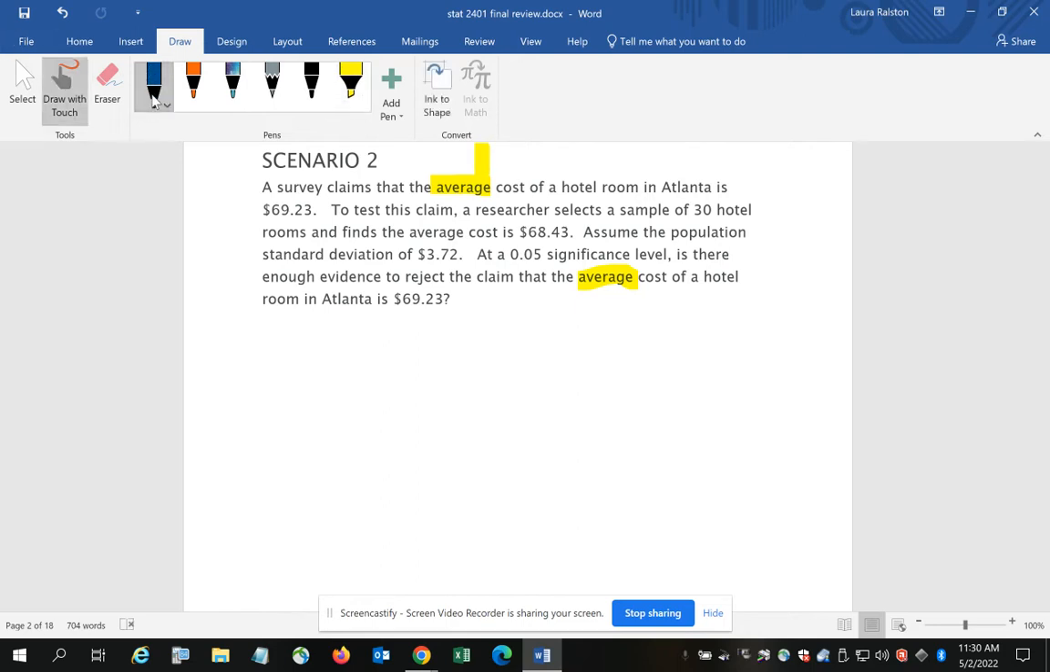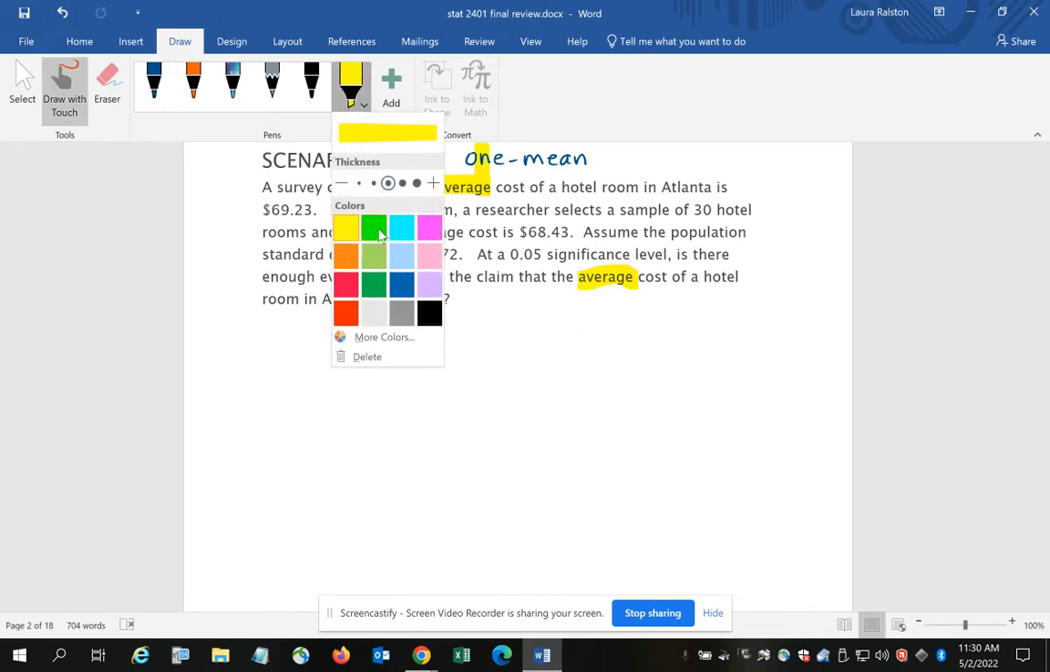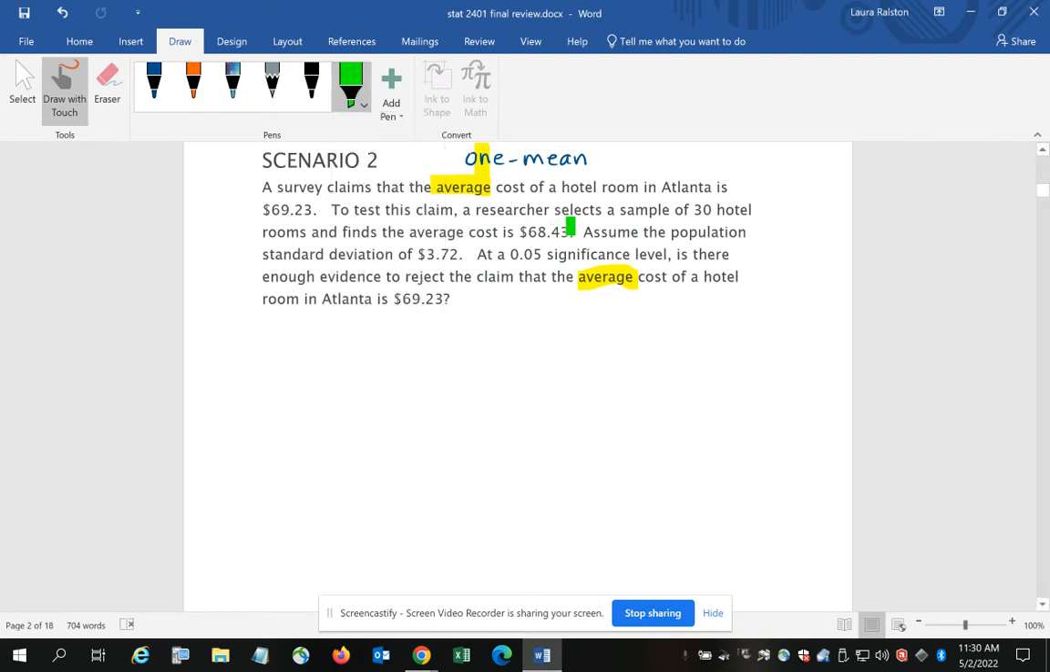And I also know I only have one of them given. So I have a 1 mean. And I also noticed as I was reading that in about the third sentence, it says, assume the population standard deviation of $3.72. The fact that I know the population standard deviation is my big clue that I'm going to do a Z test.